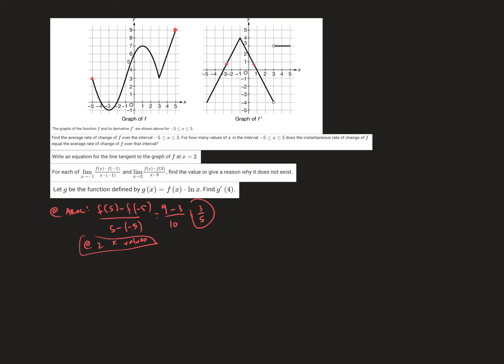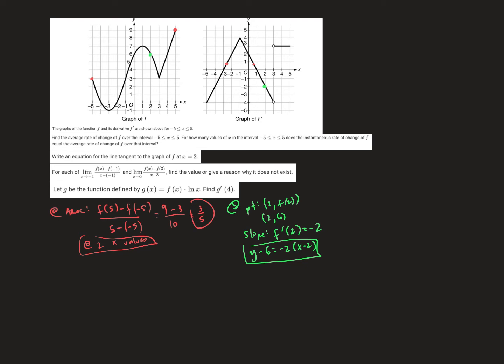All right, part B. Write an equation for a line tangent to the graph at x equals 2. So we need a point. So for that, we need 2 comma f of 2. And f of 2 is 6. And then we need a slope. And for slope, it would be f prime of 2. So we look at the graph of f prime. F prime of 2 is -2. So then the equation of my line was that.